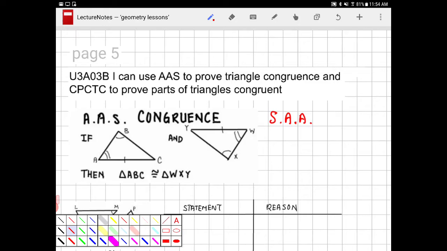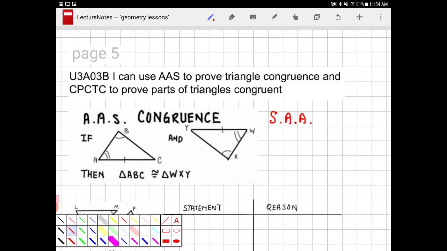Just as long as you do not confuse AAS or SAA with ASA, because the side here is not an included side, nor is it easy to distinguish which of the two angles are included angles. Neither of those two angles are included angles. Because in order for an angle to be an included angle, we would have to have two sides forming one of the angles. So this is not in any way similar to ASA. This is AAS or SAA.